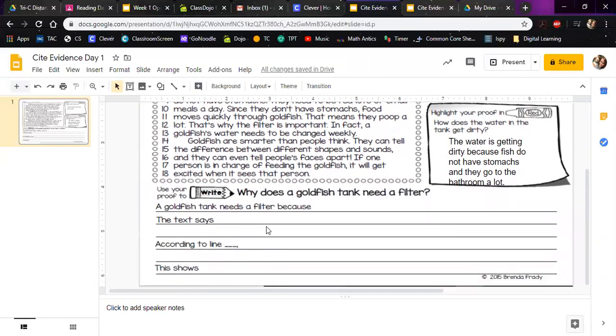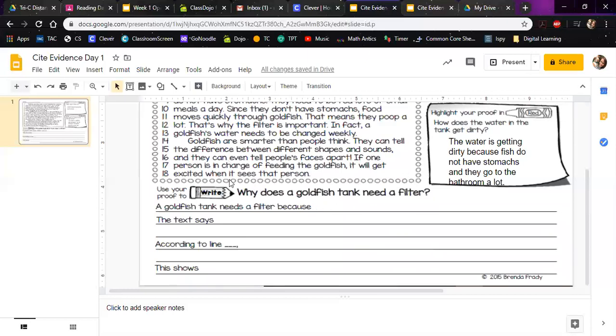And if I come down here, this is so nicely set up for us. It already has the sentence starters for each one to help us write a full and complete answer. So why does a fish tank need a filter? First thing we need to do is restate that question. A goldfish tank needs a filter because.